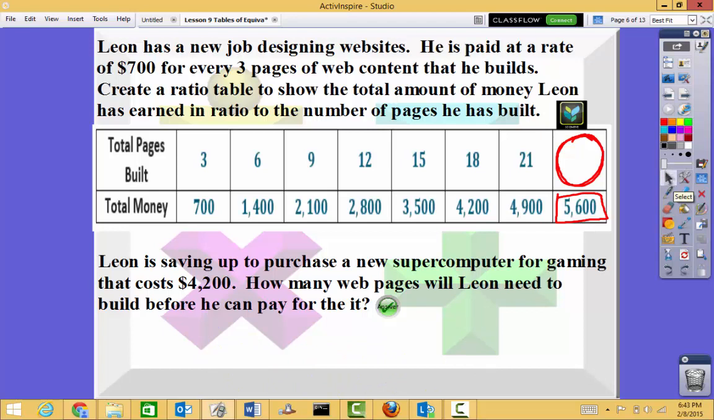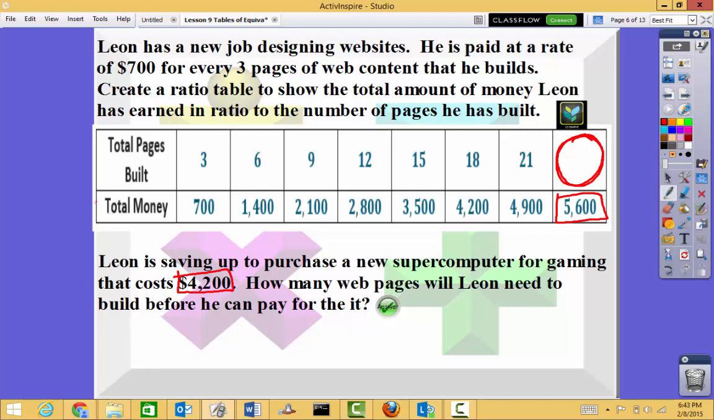Okay, now let's focus on this one. Leon is saving up to purchase a new supercomputer for gaming that costs $4,200. It's a really expensive computer. How many web pages will Leon need to build before he can pay for it? Well, I'm looking at this. That's his total money that he's earned.